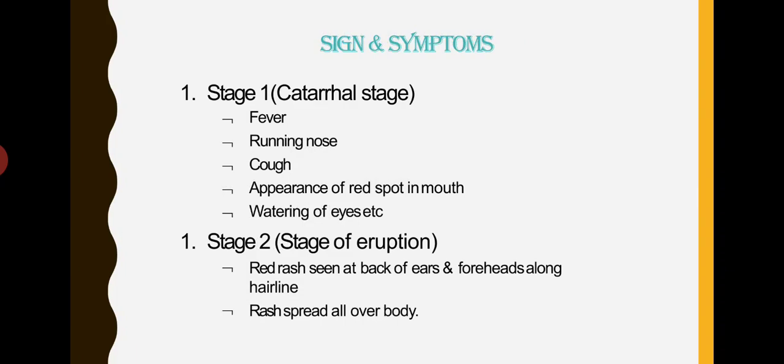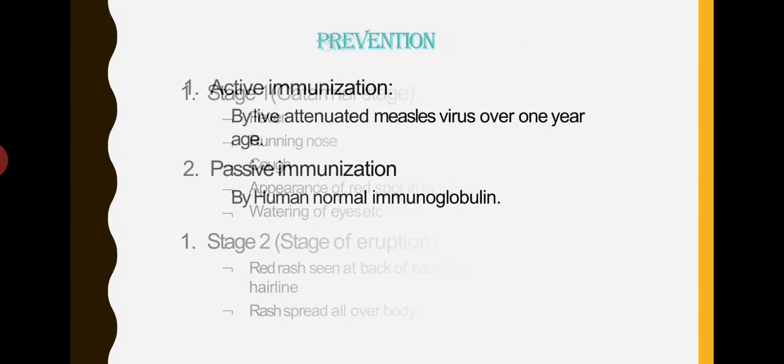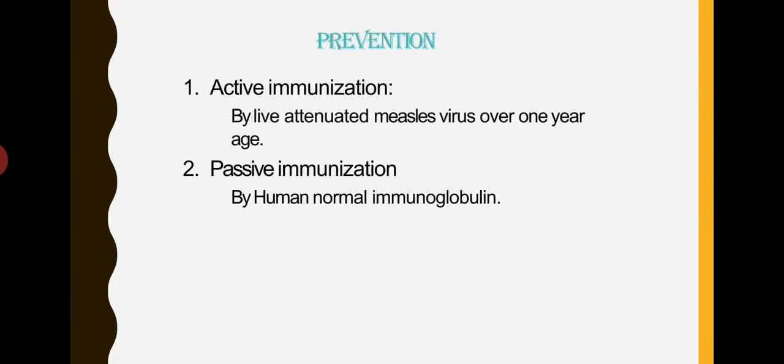In stage 2, or the stage of eruption, a red rash is seen at the back of the ears and forehead along the hairline. The rash spreads all over the body. In the initial stage the rash appears only in the mouth, but in the later stage it spreads all over the body. Then, how to prevent measles?